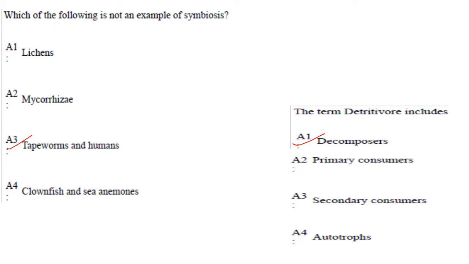Then the term detritivore includes decomposers, primary consumers, secondary consumers, autotrophs. So decomposers are classified as detritivores, scavengers and saprophytes. So the term detritivore includes decomposers.